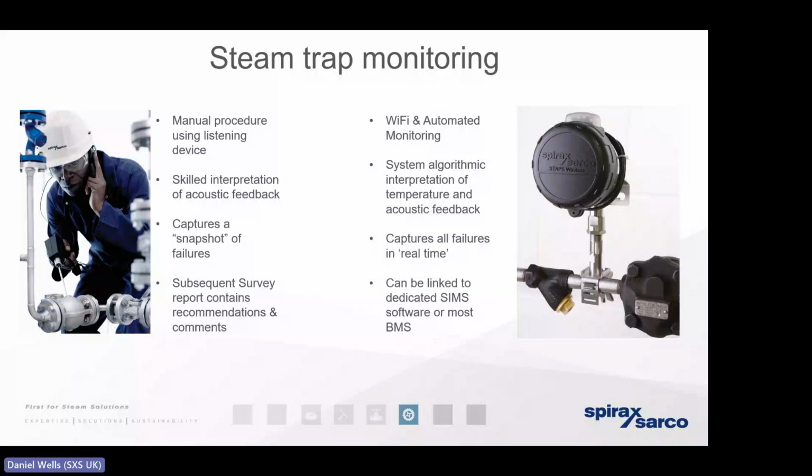For example, if that trap's located behind a heat exchanger, the condensate can't get away. So that heat exchanger is going to fail very, very quickly. And if we're not getting hot water, for example, then we're going to be able to act upon that very, very quickly. The building manager is going to be aware of that very, very quickly.